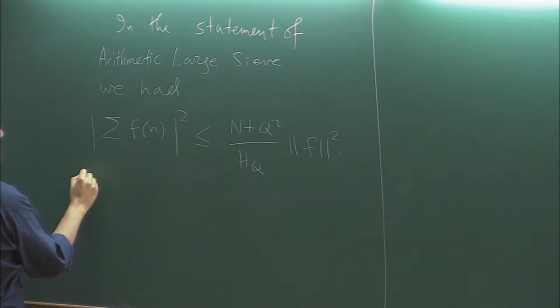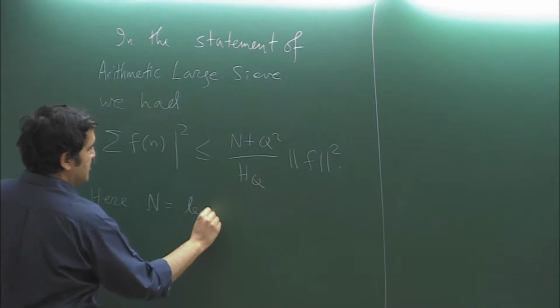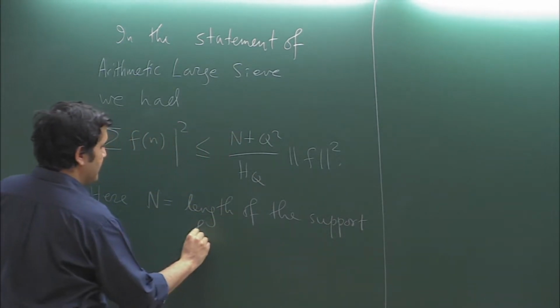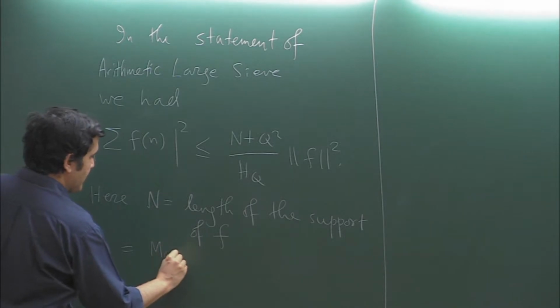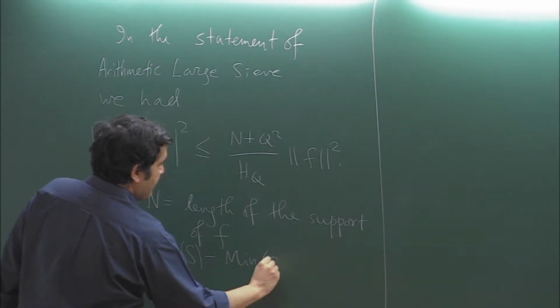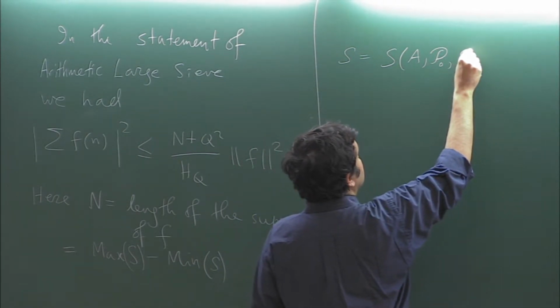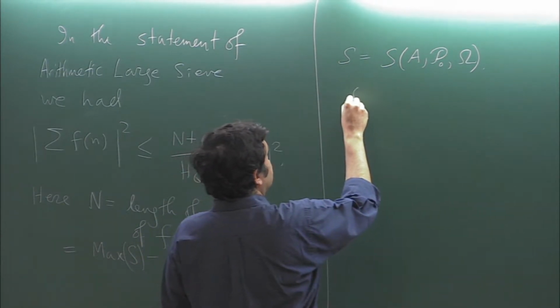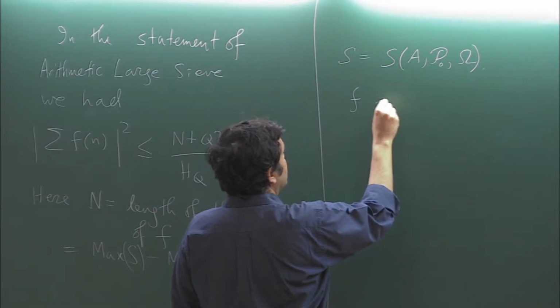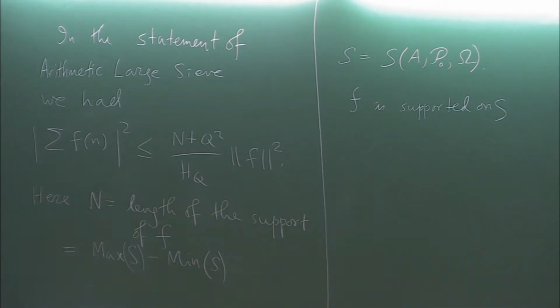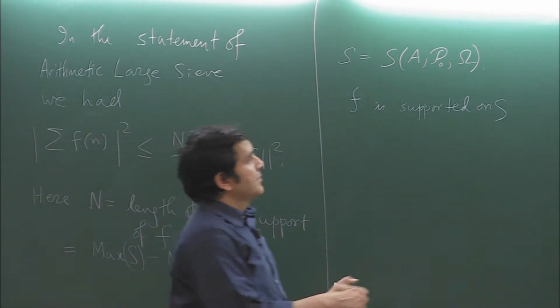So here, what is N? Here N is the length of the support of F. You can take the max of S minus the minimum of S, where S was the set and F was supported on S. Because we had Montgomery's lemma, and then we are summing over Q and applying the large sieve inequality, the length of the sequence will come, and that is N. So that's one clarification.